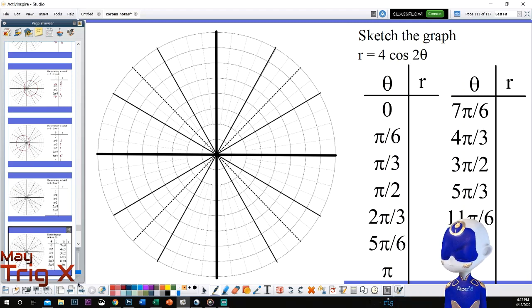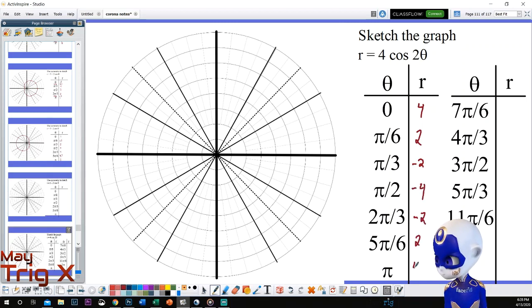We've got something different happening this time. This time, let's go ahead and graph this. This one is 4 cosine of, this time it's 2 theta. Now we're getting to the ones where you are going to be amazed. All right, 4 cosine of 2 theta. On my calculator, I type that in, and here's what I get. This one gives me 4, 2, negative 2, negative 4, negative 2, 2, and 4.